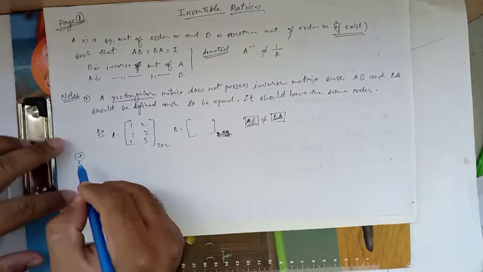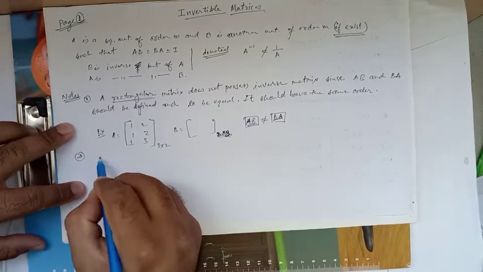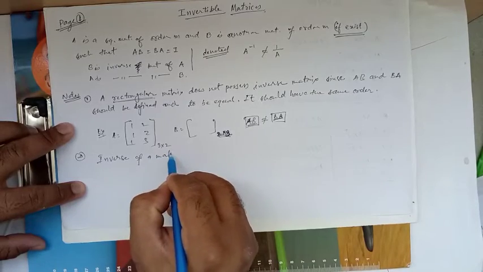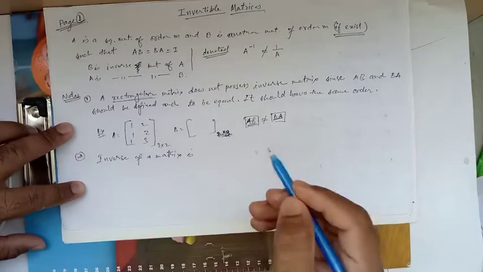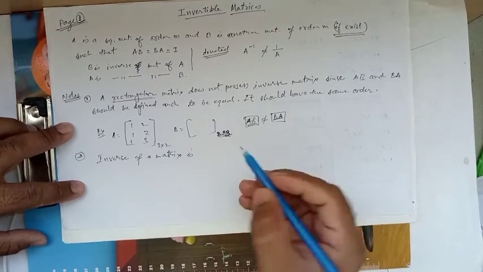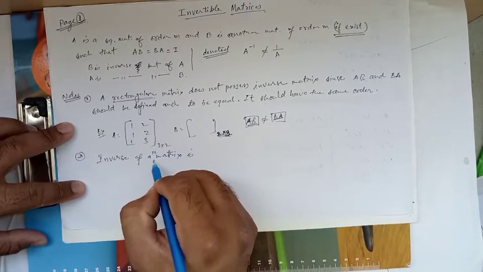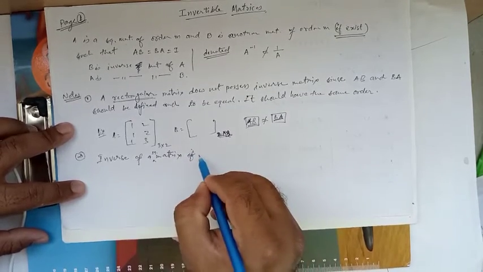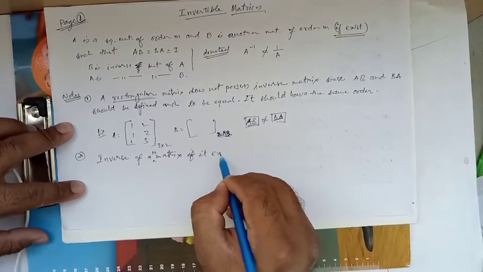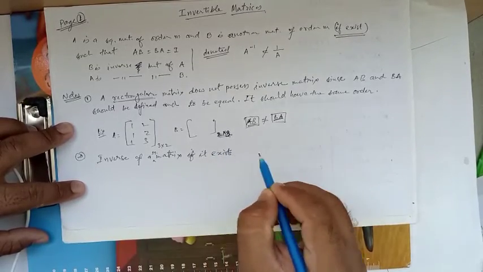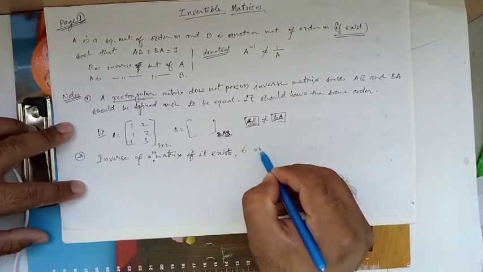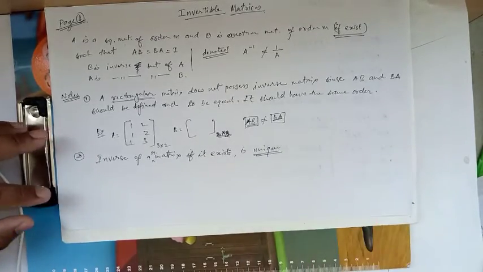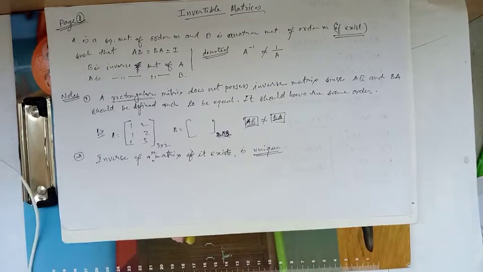Second point, the inverse of a matrix, or I better write square matrix. If it exists, then it is unique. Definitely, the inverse matrix is the unique one.